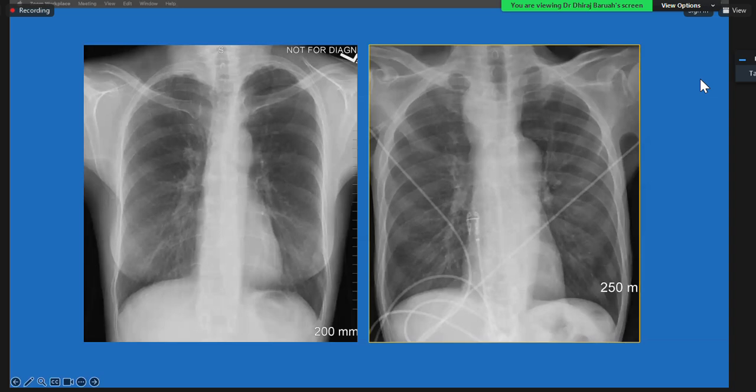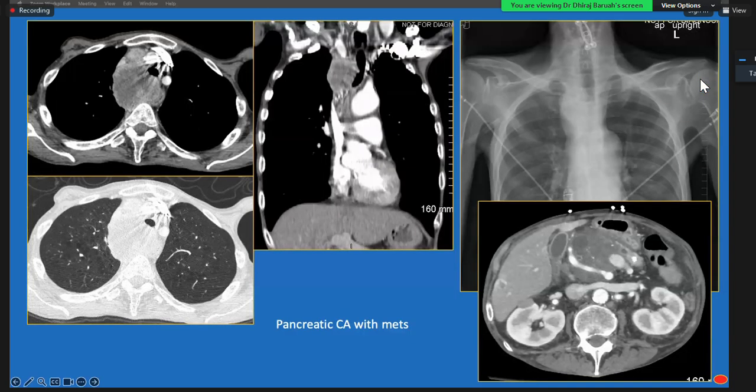This is the main idea with chest X-ray. You find the abnormality, then you do other investigations and make the diagnosis. But finding the abnormality may be difficult sometimes if you do not pay close attention, and that is why following these lines and stripes is very important. In this case, this was a pancreatic cancer patient with metastasis.